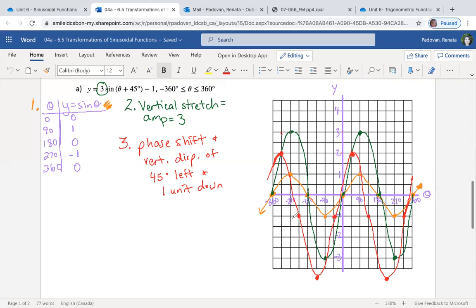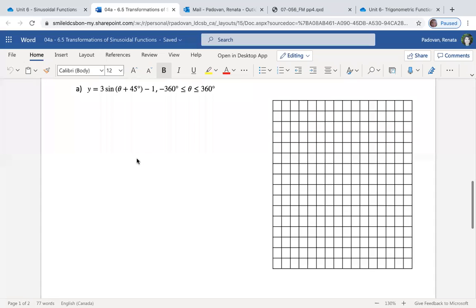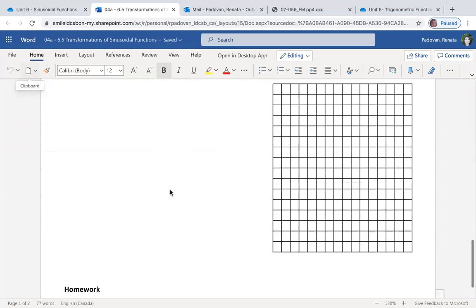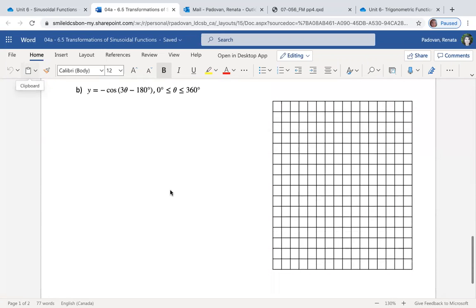Let's do one more example. If you need to pause that or take a picture of it. Okay. Let's look at this graph here, which would be cos, right? So then we have to remember, how do I draw cos again?